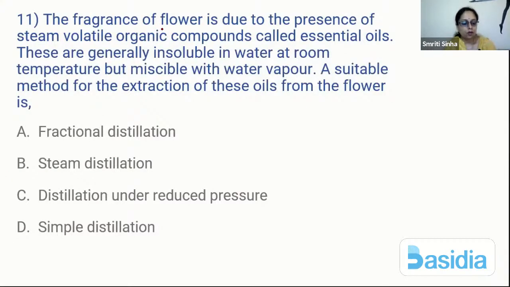Next, the fragrance of a flower is due to the presence of steam volatile organic compounds called essential oils. Any flower has a particular smell, like rose or lilies. This is due to the presence of essential oils. These essential oils are generally insoluble in water at room temperature, but they are miscible with water vapor. Means if you try to dissolve them in water at room temperature or 25 degrees Celsius, they won't dissolve. But if you try to dissolve this essential oil in water vapor, that is hot water, it will dissolve.